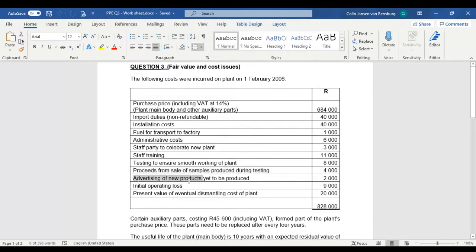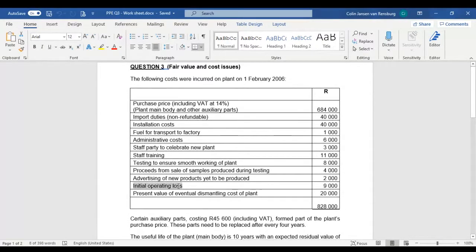Then maybe let's just quickly, I know we've run out of time, advertising of the new product. Ladies and gentlemen, if you go through the same procedures, is it a necessary cost? Yes, it probably is, because if you don't advertise it, no one will know about it, right? But then we've got to ask the subsequent two questions. Will advertising of the products change the location of the plant? No, it won't. Will it change the condition of the plant itself, the asset? No, it won't. So therefore, even though the advertising may be necessary, it doesn't change either the condition or the location of the plant itself. So it will be written off as an expense and not capitalized as part of the cost of the asset.